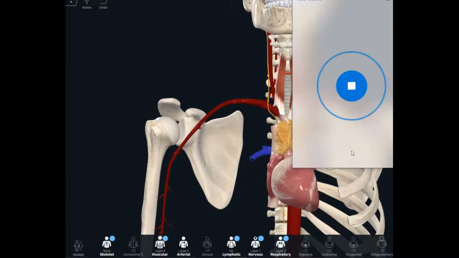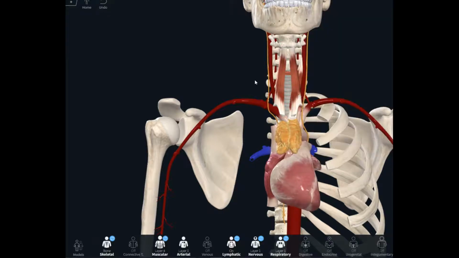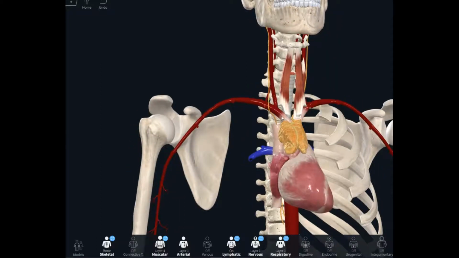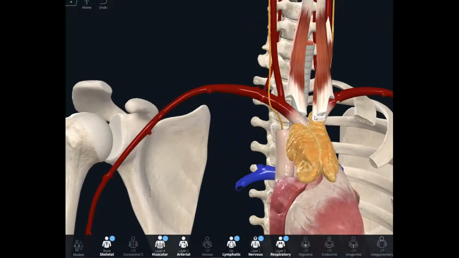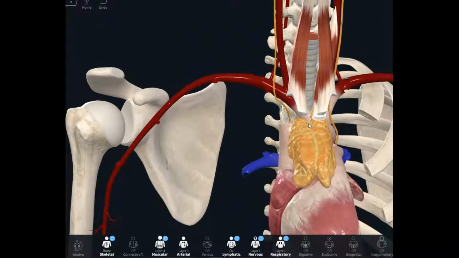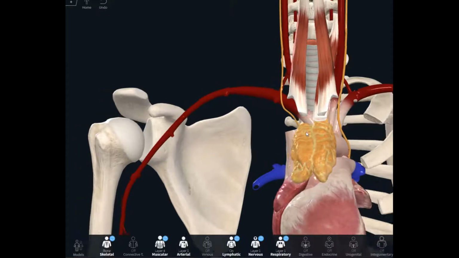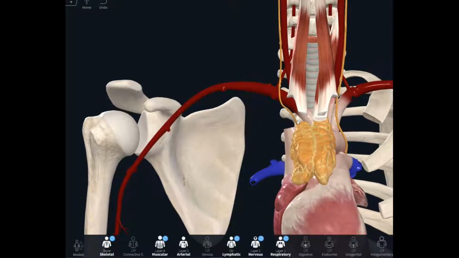So as we can see here, the brachiocephalic artery, now the brachiocephalic trunk. The brachiocephalic trunk is quite unique to the right side of the body. Always remember the fact that towards the right side of the body, we have the transport of deoxygenated blood, as opposed to the left side of the body, which takes care of most of the oxygenated blood.